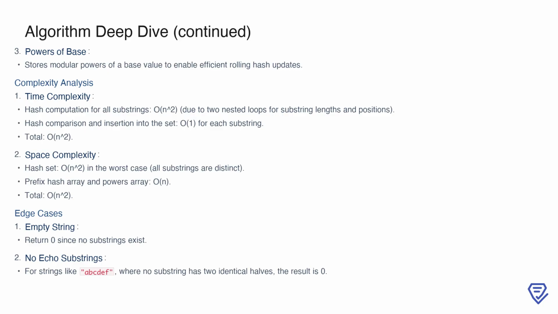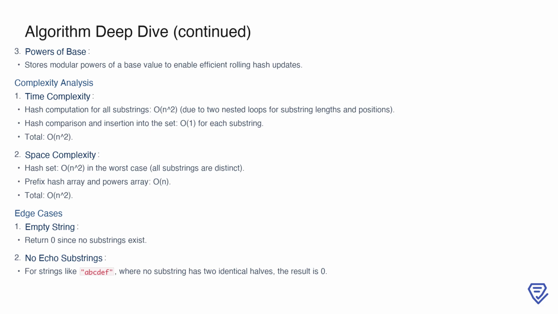Space complexity is also O(n squared) in the worst case, as the hash set may store all substrings if they are unique. The prefix hash and power arrays require linear space, contributing O(n). Together, the algorithm balances time and space efficiency.